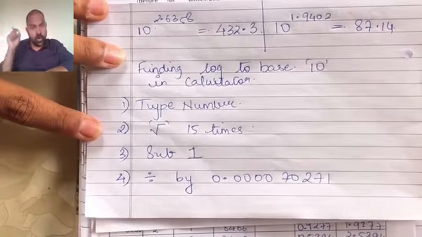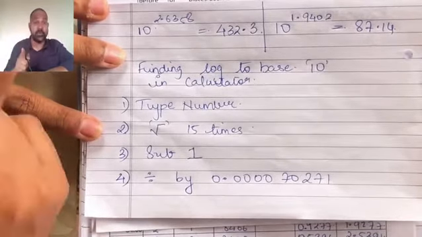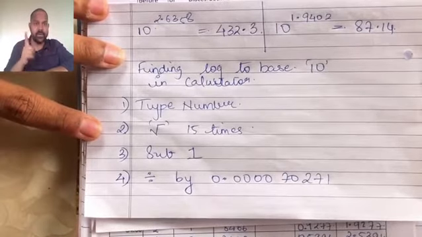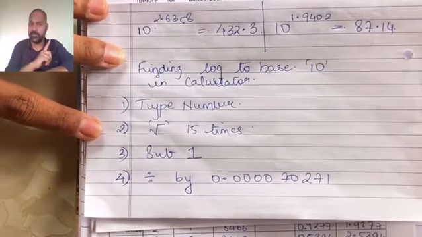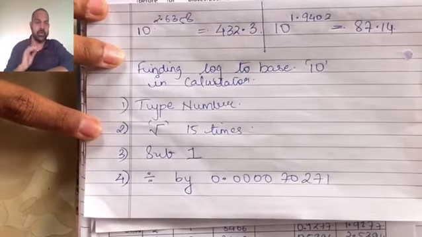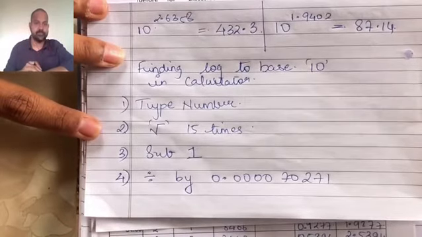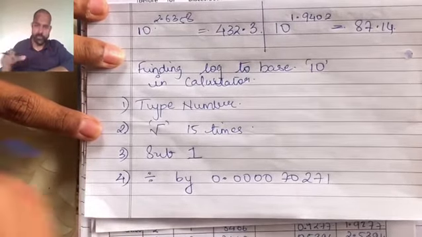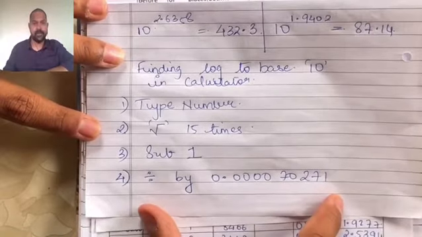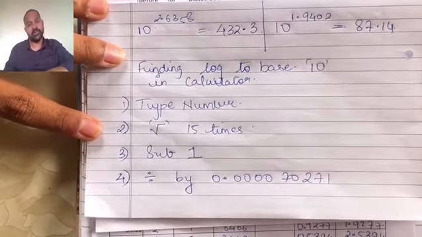You can take a log of any number in your calculator, but only if the base is 10. If the base is not 10, you can't do this in your calculators. I want you to come to the first page, pause the video and write this down, and I will show you how logs are taken.